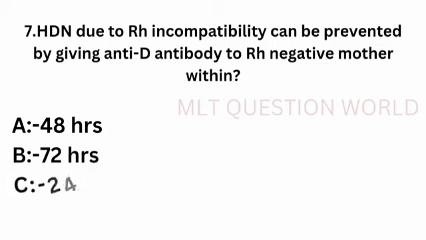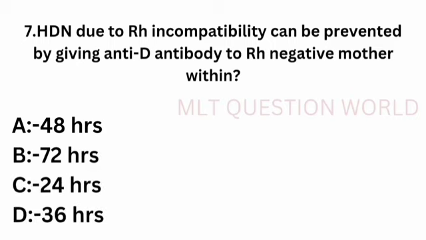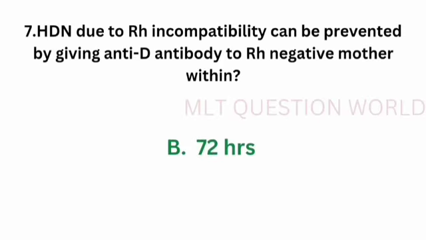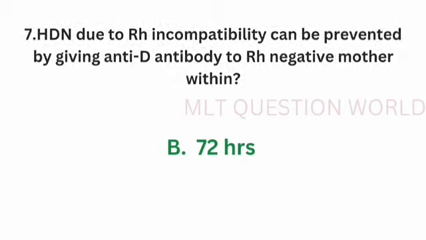Question number 7. Hemolytic disease of newborn due to Rh incompatibility can be prevented by giving anti-D antibody to Rh negative mother within option A 48 hours, option B 72 hours, option C 24 hours, option D 36 hours. The correct answer is option B 72 hours. Hemolytic disease of newborn due to Rh incompatibility can be prevented by giving anti-D antibody to Rh negative mother within 72 hours.